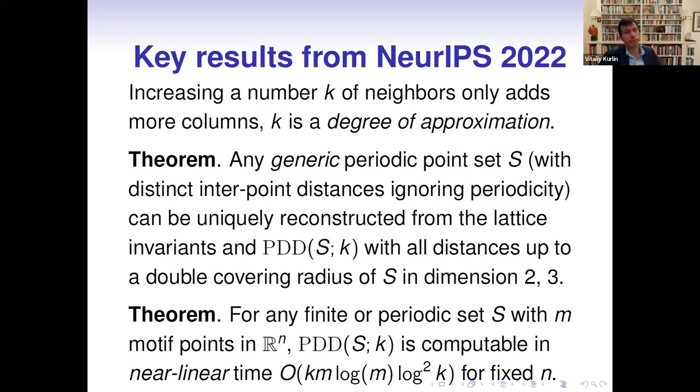But in high dimensions, even for lattices, the problem of defining complete and continuous invariants is still a challenge. Okay. And the second theorem here is about the speed of computation, where the matrix PDD is computable in near-linear time in both key parameters. Parameters here are k, the number of neighbors, and m, the number of points in the motif, for a fixed dimension. So this complexity result hides some constants depending exponentially on the dimension, but in low dimensional cases 2 and 3, the algorithm is fast.